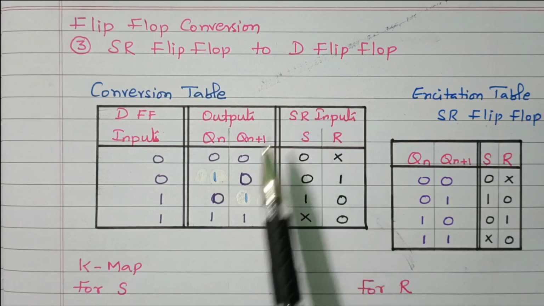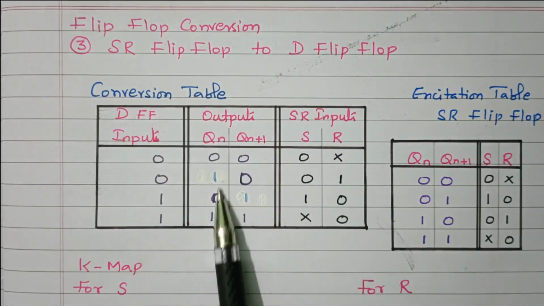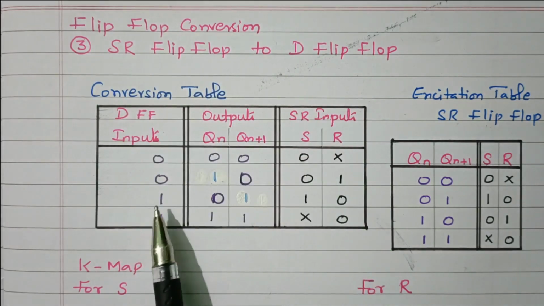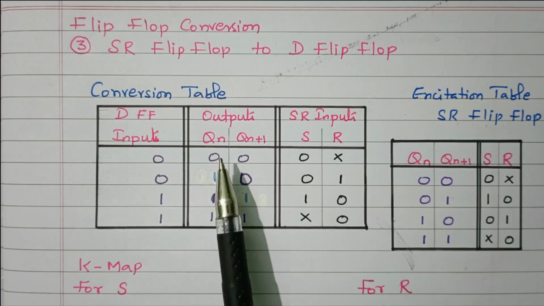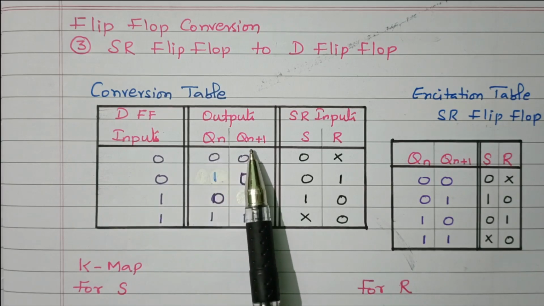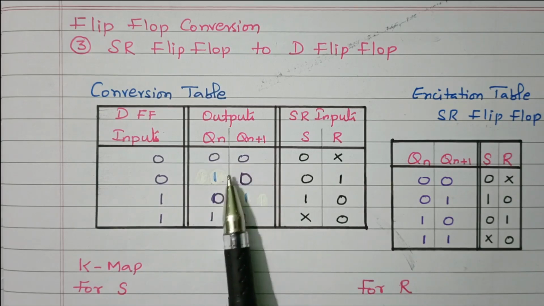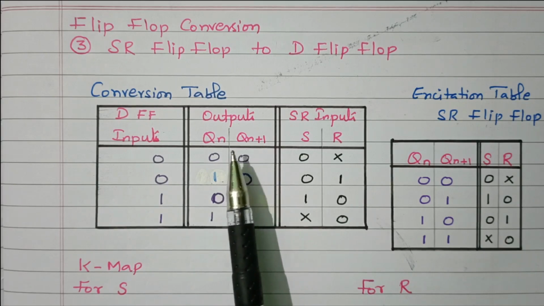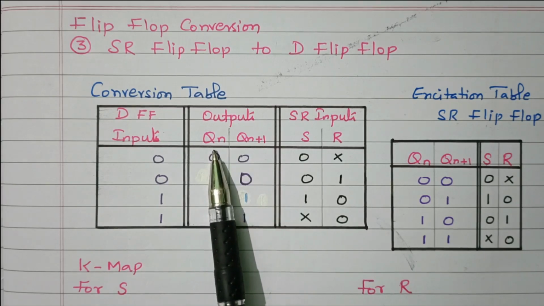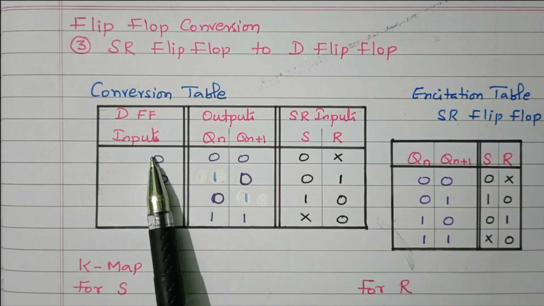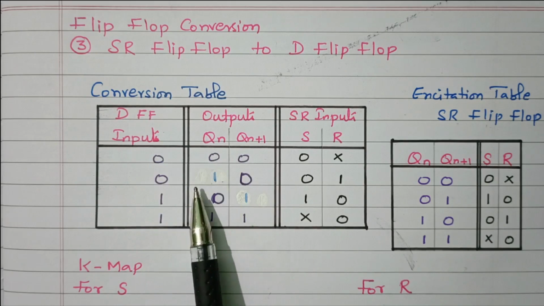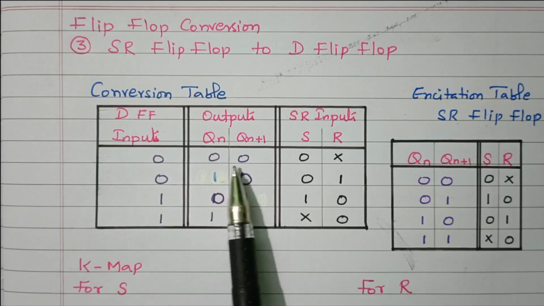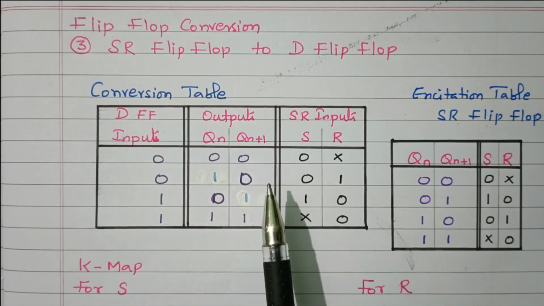So first we need to see what the D flip-flop input and output are. That is the truth table. In a flip-flop, we know the output has 2 stages, present state and next state. Qn is the present state, Qn plus 1 is the next state. So the next state of output depends upon the present state output as well as the input. These two will decide the next state of output.